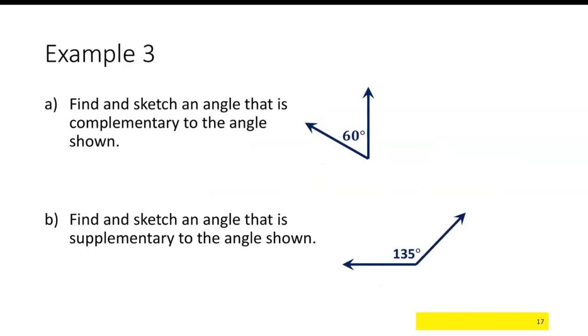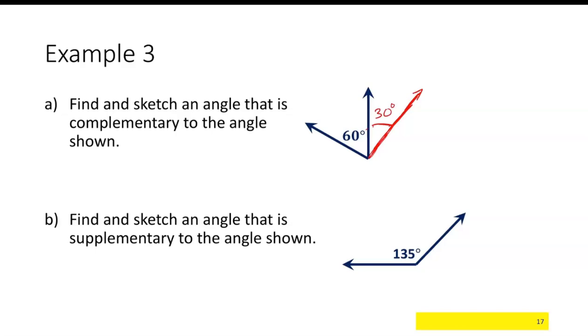So let's find and sketch an angle that is complementary to this angle here. Well, complementary, we'd want to form a right angle. So just take a side and let's say we want to form a right angle. So it'd be something like this. We know a right angle is 90 degrees. So if you think of your missing addend model of subtraction, 60 degrees plus what is equal to 90? Well, 90 minus 60 is 30 degrees.